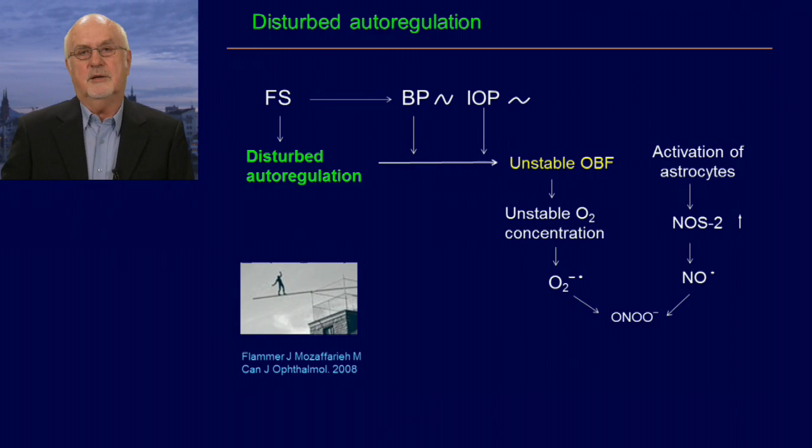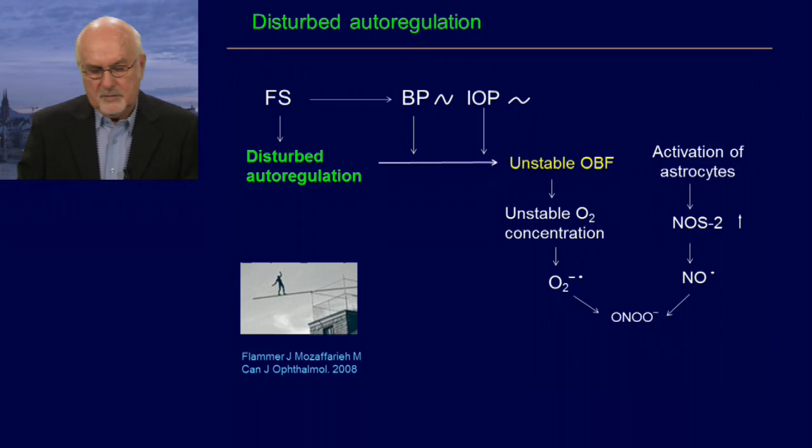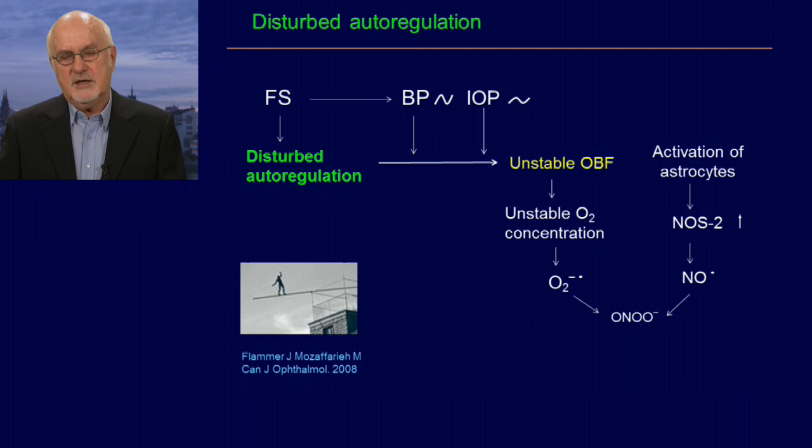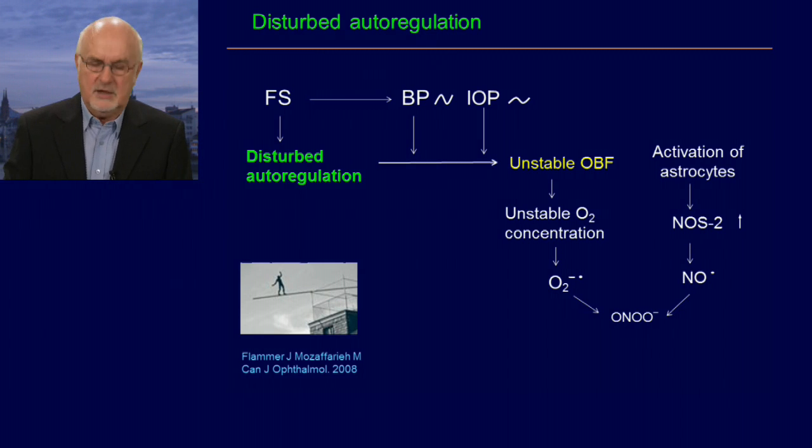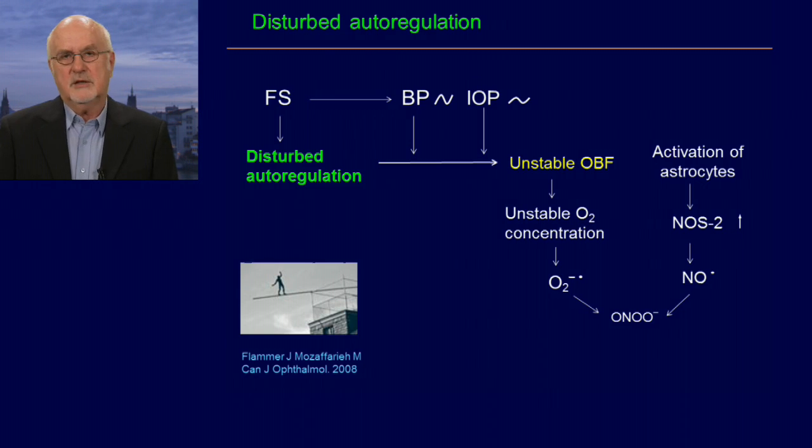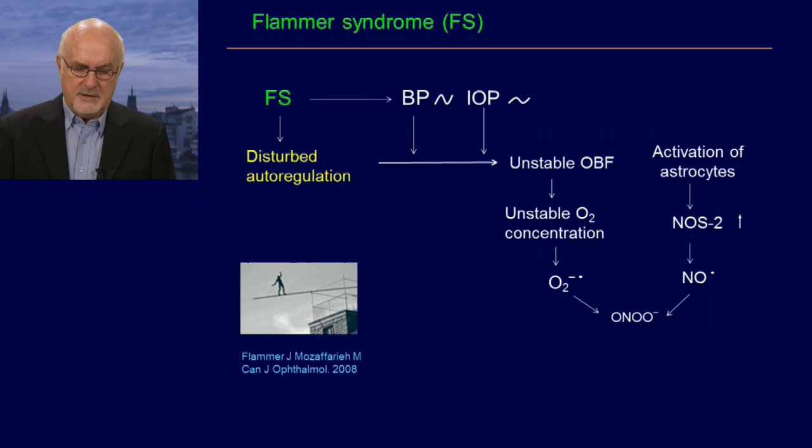But even more important is the disturbed autoregulation. If the autoregulation itself is disturbed, then each fluctuation of IOP or blood pressure is automatically translated into a fluctuation of ocular blood flow, and this leads to unstable oxygen supply. Now, we have many different reasons for a disturbed autoregulation. In the context of glaucoma, particularly of normal tension glaucoma, the most important cause is the so-called Flammer syndrome.